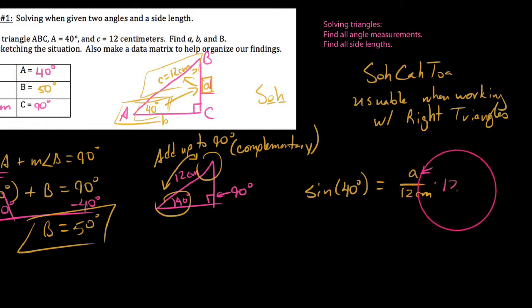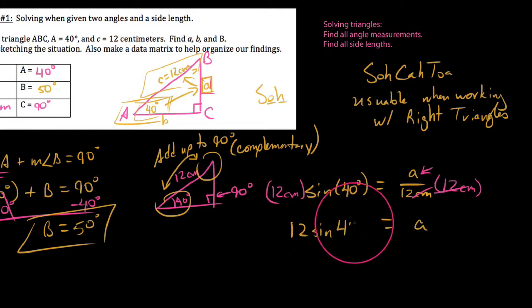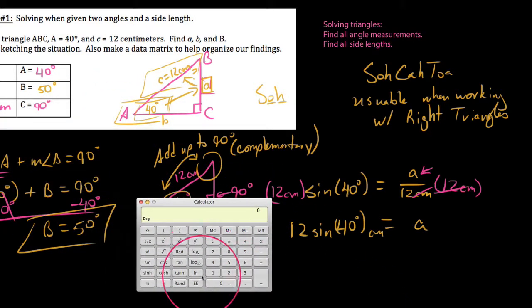And we could find this if we were to take both sides times this 12 centimeters right here. We would be able to find the length of A because those would cancel out and we're left with this: A equals 12 sine of 40 degrees, and this is in centimeters, okay? So this is where we would get our calculators out. This isn't a hard thing to do.